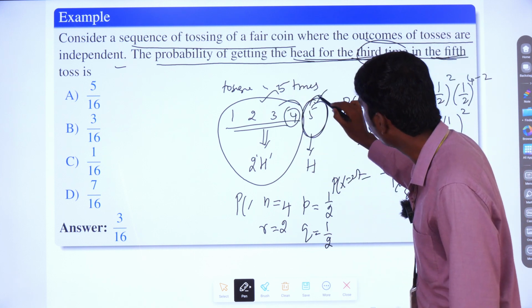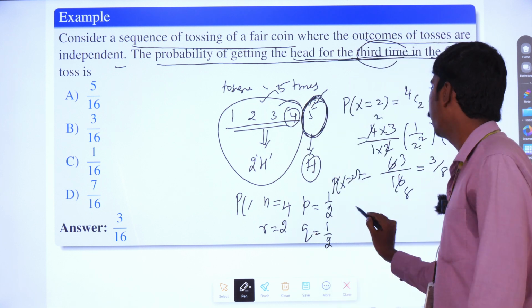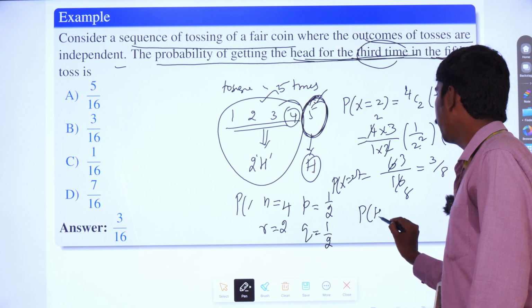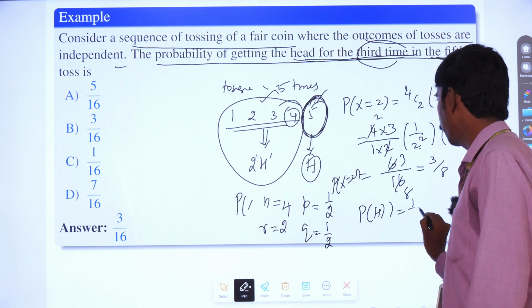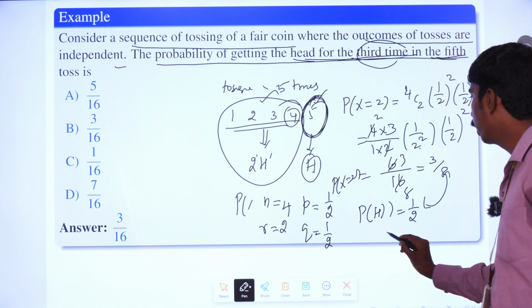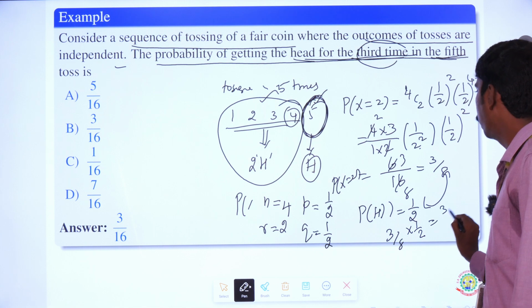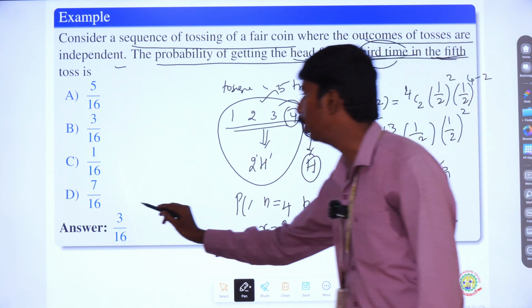Then finally what is the probability in the 5th toss? Nothing but only one chance of getting head. Therefore the probability of getting head at the 5th toss is nothing but 1 by 2. Then you multiply this with the previous value, that is 3 by 8 into 1 by 2, that is equal to 3 divided by 16. So this is your answer.